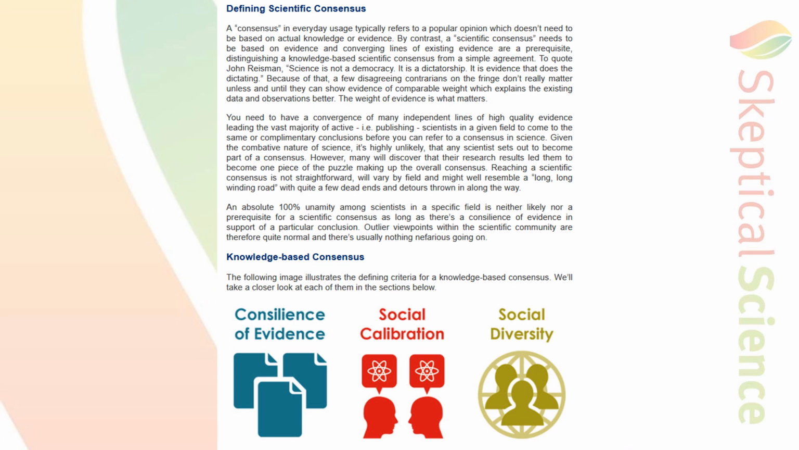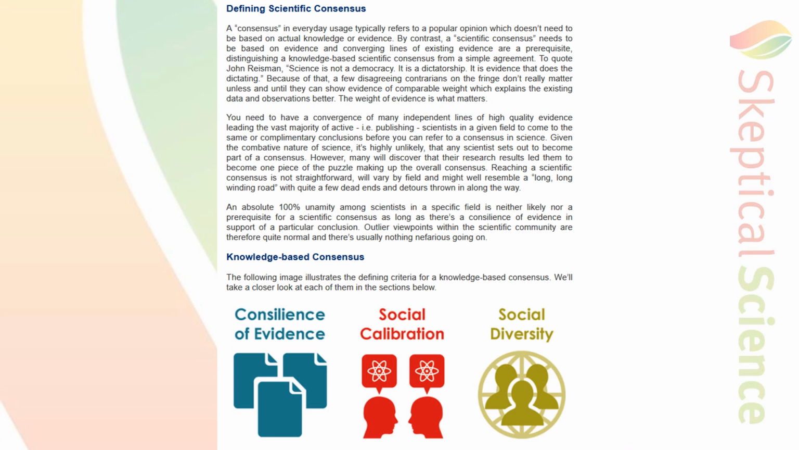Defining a scientific consensus. A consensus in everyday usage typically refers to a popular opinion which doesn't need to be based on actual knowledge or evidence. By contrast, a scientific consensus needs to be based on evidence, and converging lines of existing evidence are a prerequisite, distinguishing a knowledge-based scientific consensus from a simple agreement.